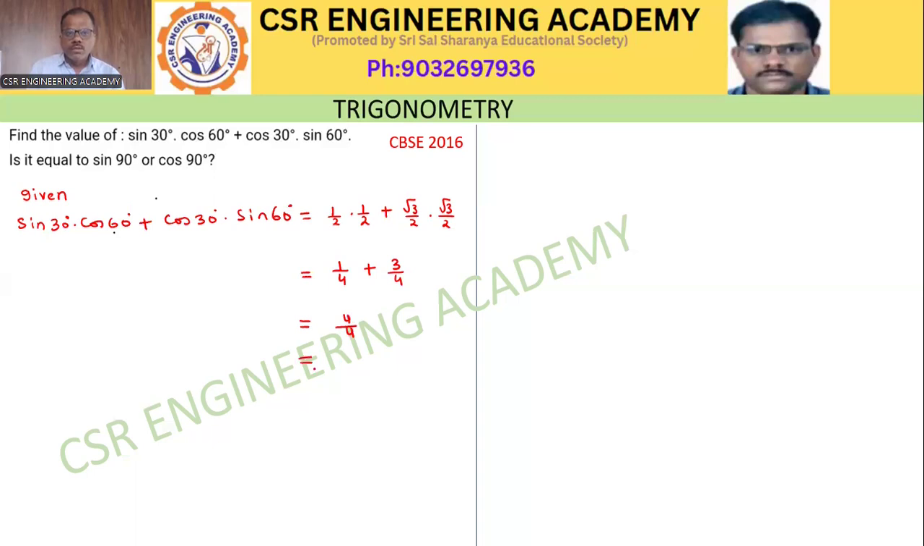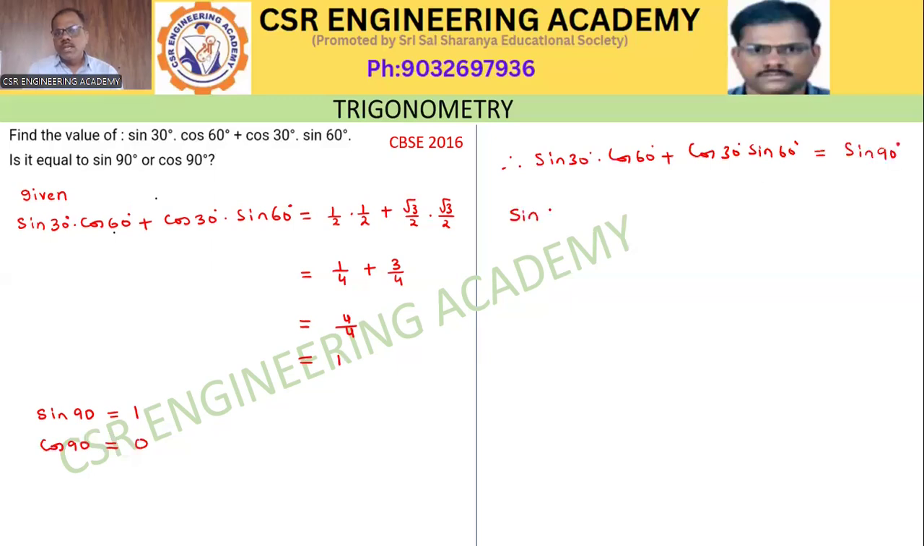is equal to 1. Sine 90 is equal to 1. Cos 90 is equal to 0. Therefore, sine 30 degrees into cos 60 degrees plus cos 30 degrees into sine 60 degrees is equal to sine 90 degrees. Sine A cos B plus cos A sine B is equal to sine A plus B.